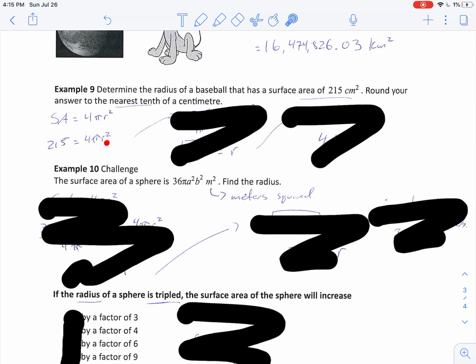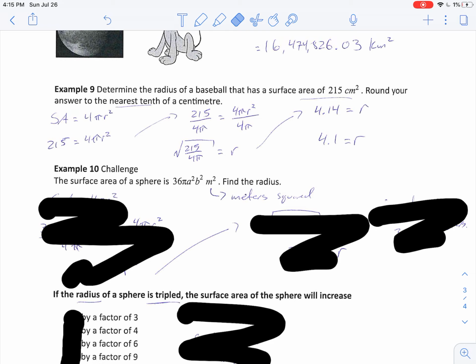I need to solve for r. So, I divide both sides by 4 pi, and I end up getting r squared, which is the same as taking the square root of 215 divided by 4 pi, which would be 4.14, or to the nearest tenth of a centimeter, 4.1. So the radius of that baseball would be 4.1 centimeters. I should have written that here.